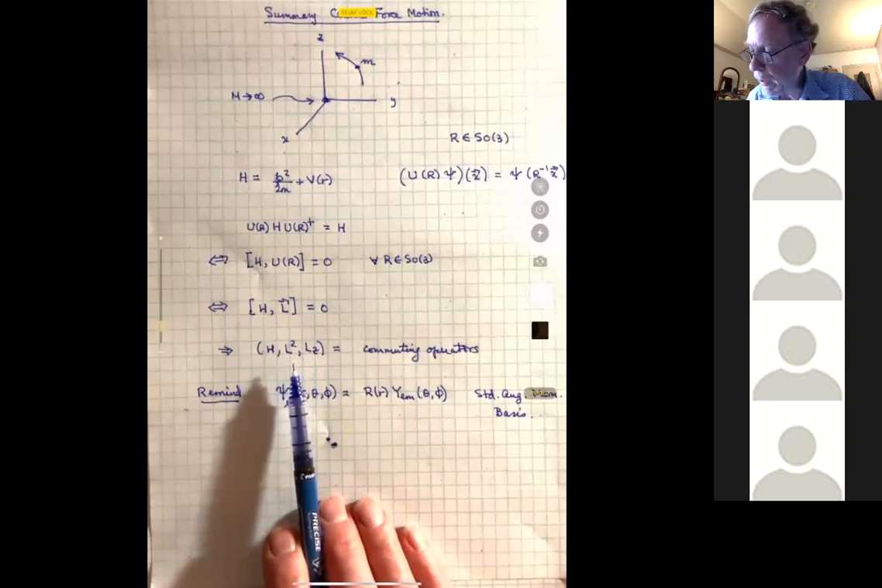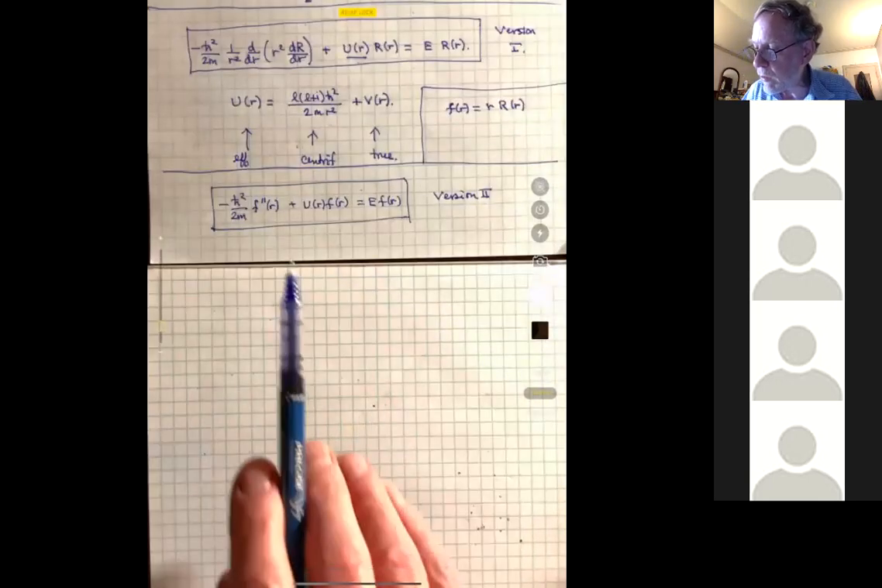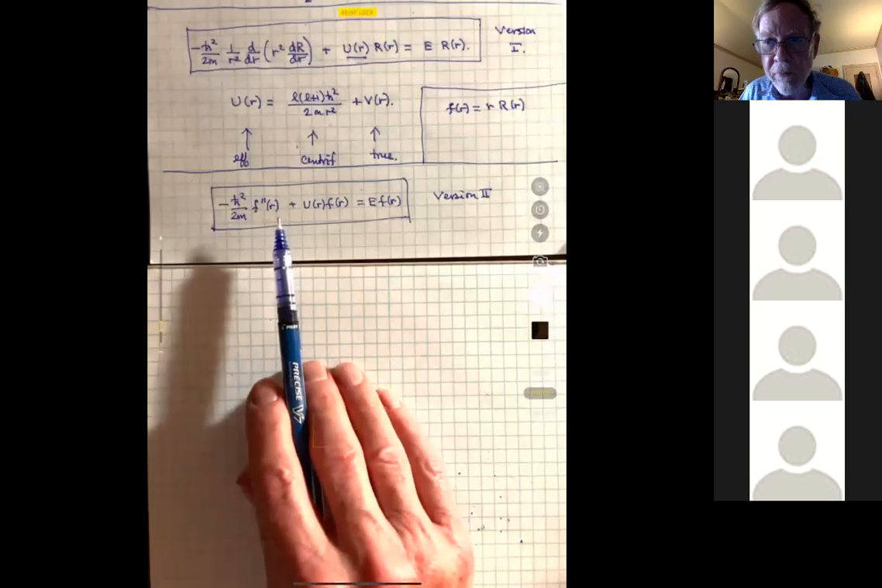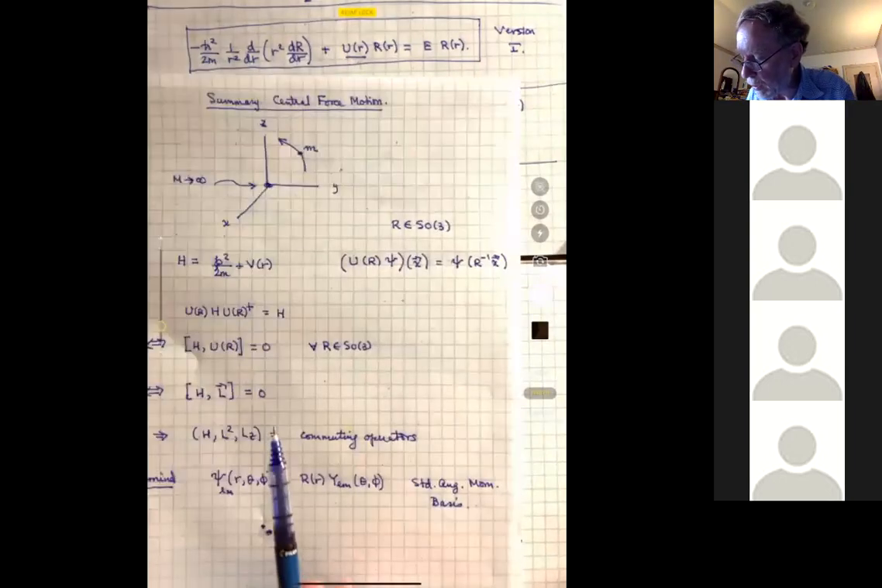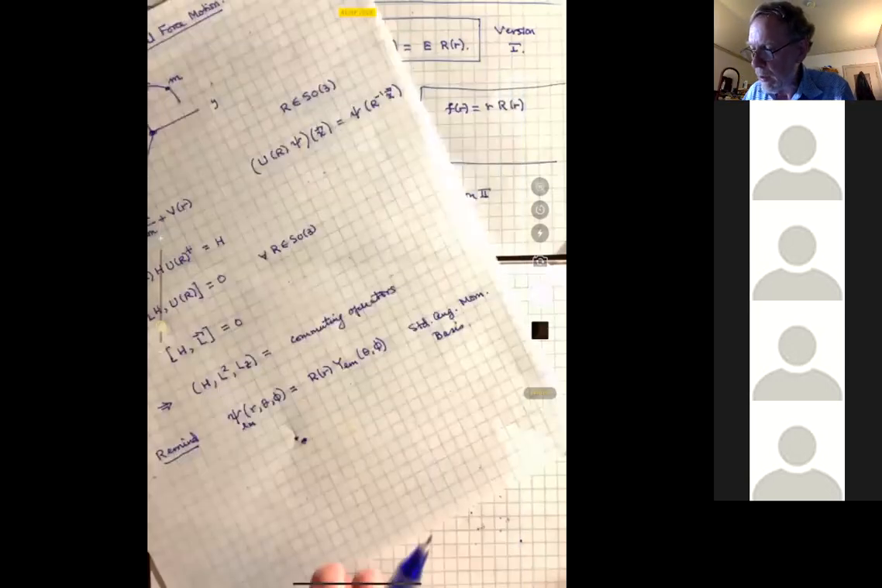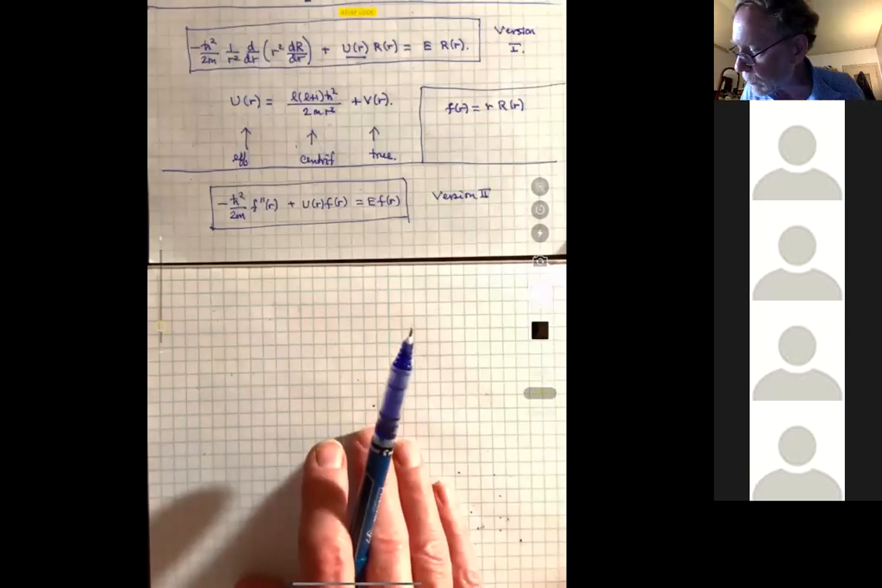I'm jumping ahead a little bit because I haven't explained why. But it turns out that in this radial wave equation, the solutions always are in fact non-degenerate, and that means, as I was saying a moment ago, that H, L squared and Lz actually form a complete set of commuting observables. We'll get back to that in just a moment, but I'm going to build up to it. All right.